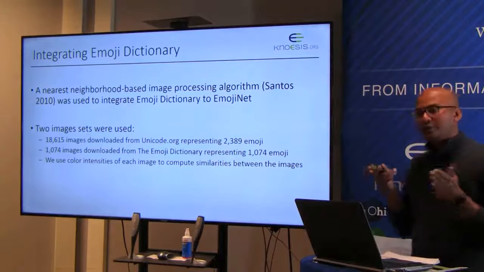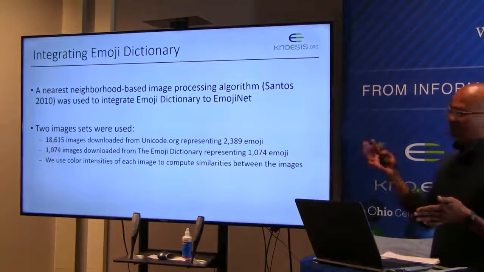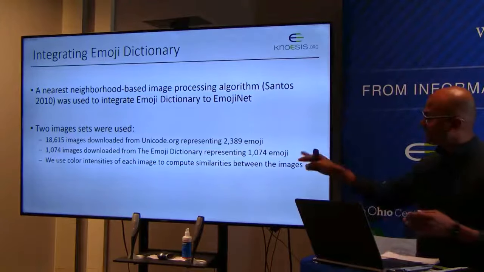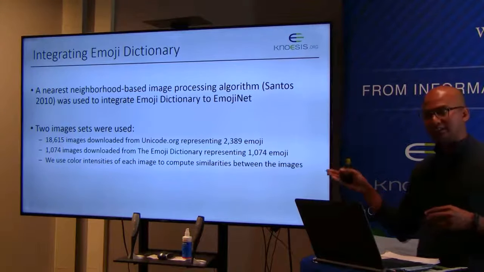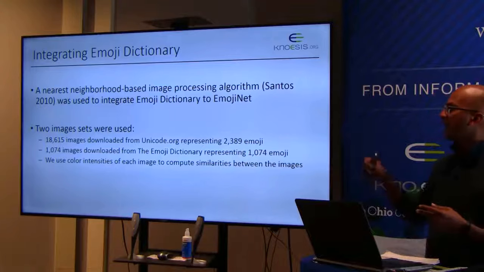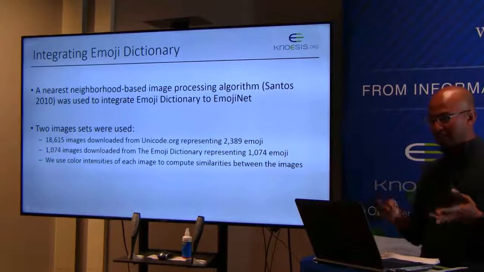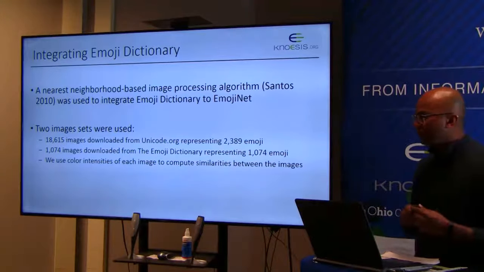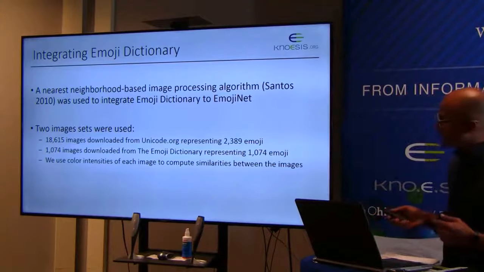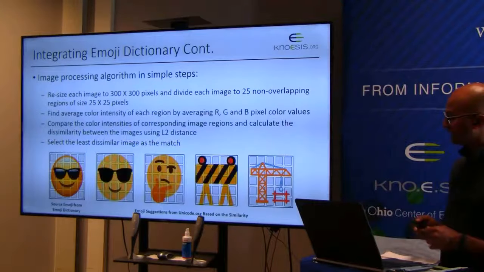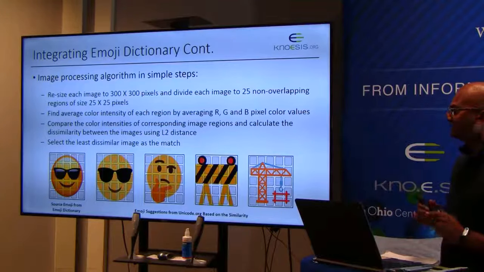So let me talk about how we integrated the emoji dictionary with the other resources. To do this integration, we first extracted 1,074 images from the emoji dictionary website that refer to 1,074 emojis. And then we also extracted close to 18,615 images from the Unicode Consortium website that belong to 2,389 emojis. Then we used color intensities of each image to integrate the two resources.